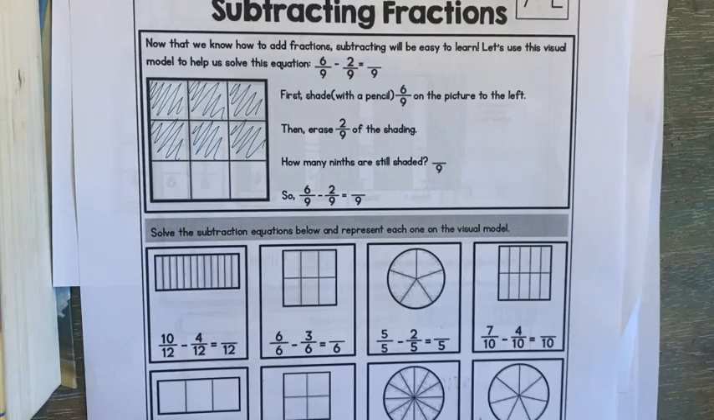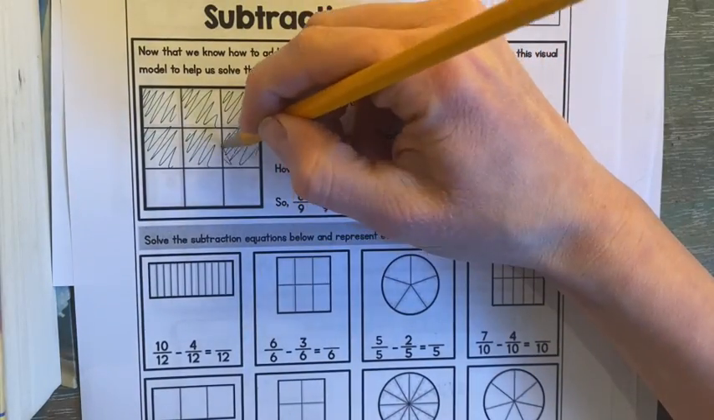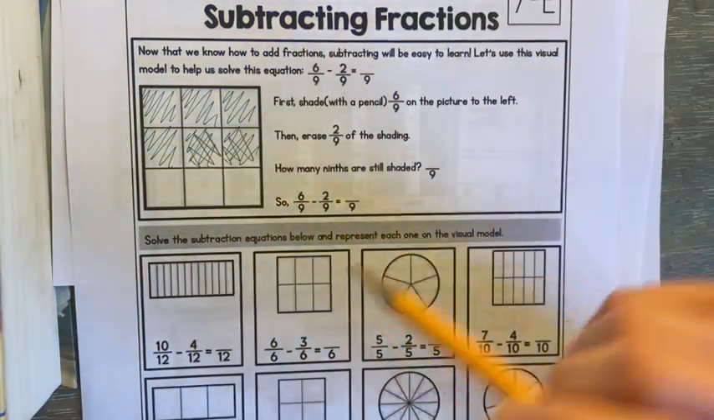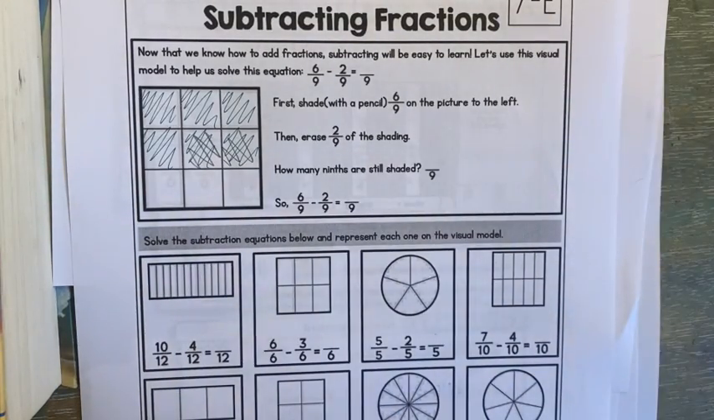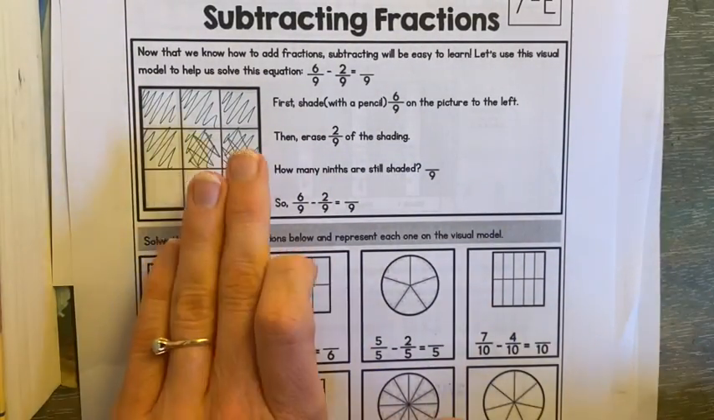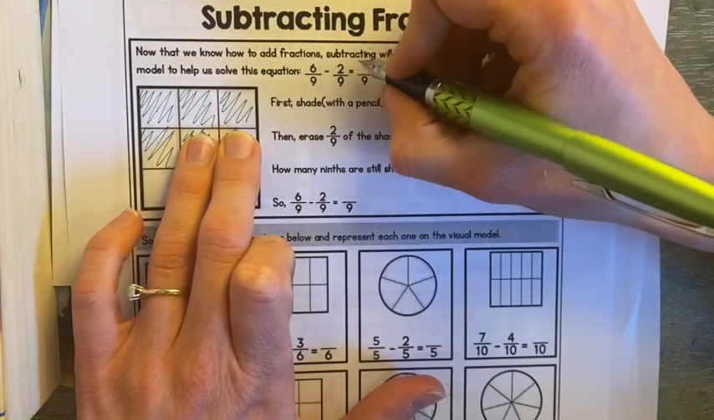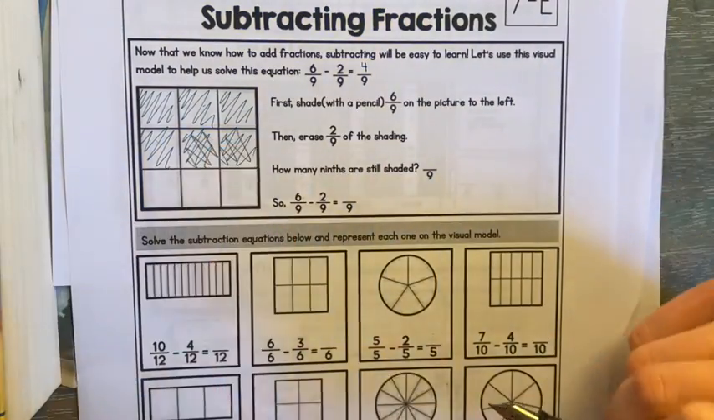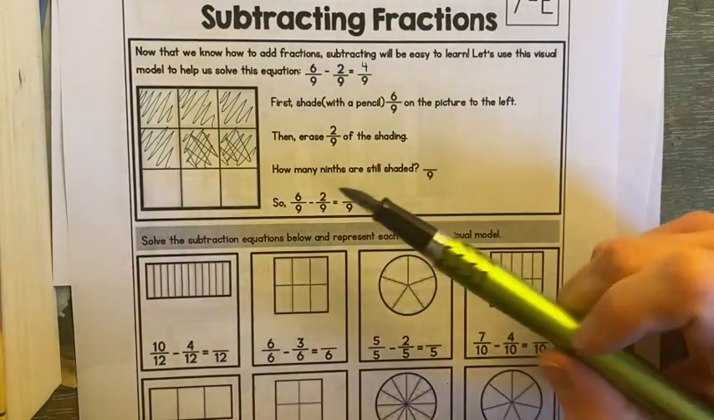Okay. And now it's telling me to erase 2/9 of the shading. Now I did this in pen, so I'm just gonna, which is a little bit confusing, but it's just us. You guys can figure it out. So now, how many 9ths do I have left? I have 1, 2, 3, 4 9ths. It does even say with a pencil. I need to learn to read the directions.